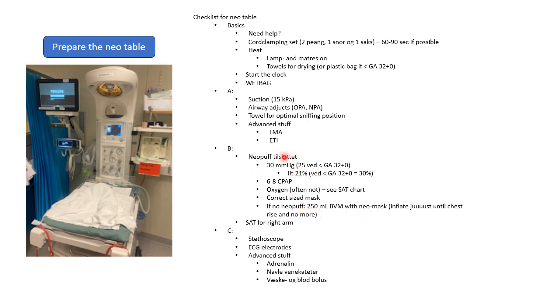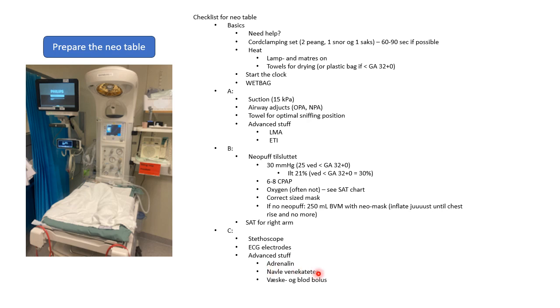You don't know the pressures here, but you want to see chest rise, and you just barely want chest rise. That's enough. Don't hyperinflate the chest. Then you'll check saturation on the right arm, not on the left arm, because of vascular anatomy. And then on C, you want to prepare a stethoscope, ECG electrodes, and you want to have the advanced stuff ready if you need it: adrenaline and an umbilical cord catheter or intraosseous needle. Just know that intraosseous needles dislodge really easily in these children.